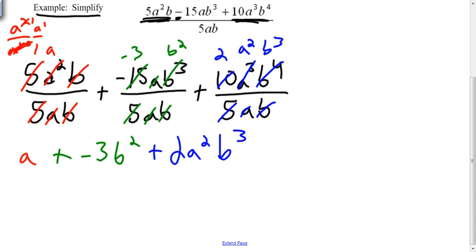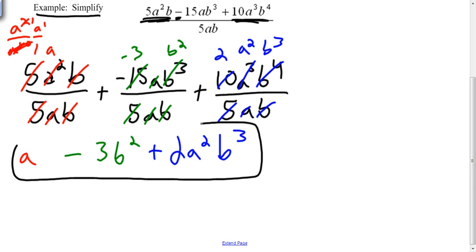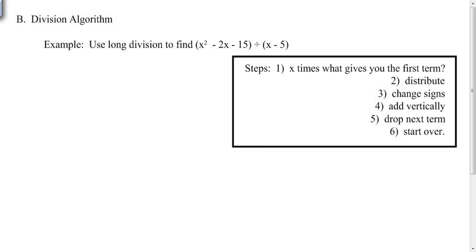And again, we're not quite finished here. We have this plus a negative, which we can just rewrite as negative. So in the end, our final answer is going to be a minus 3b squared plus 2a squared b cubed. And each of these terms are different. We don't have any like terms, so we can't simplify it down. So this would be our final answer. Moving on, now we will go back and look at the division algorithm.